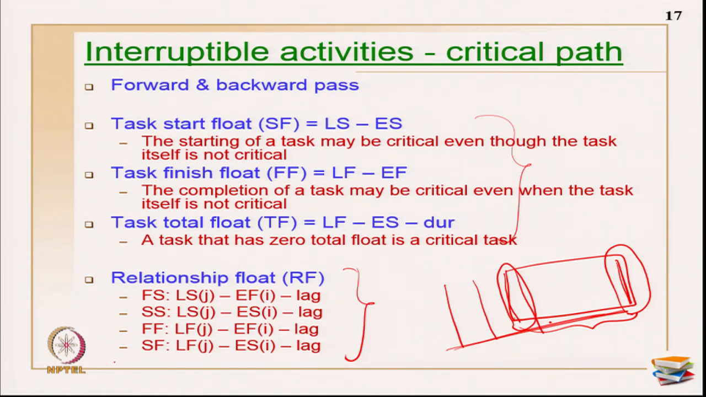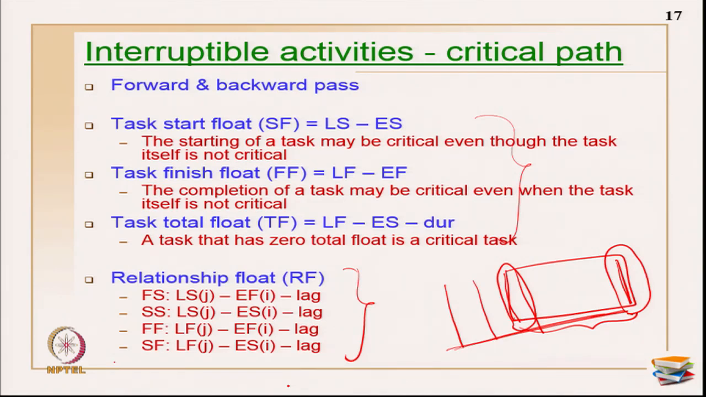Now let us see this task start float. The formula is late start minus early start. And what is the meaning of the task float? The start of an activity or a task may be critical, even though the task itself need not be critical. And task finish float is given by the formula late finish minus early finish. The completion of a task may be critical even when the entire activity is not critical. In task total float, the formula is late finish minus early finish minus duration.